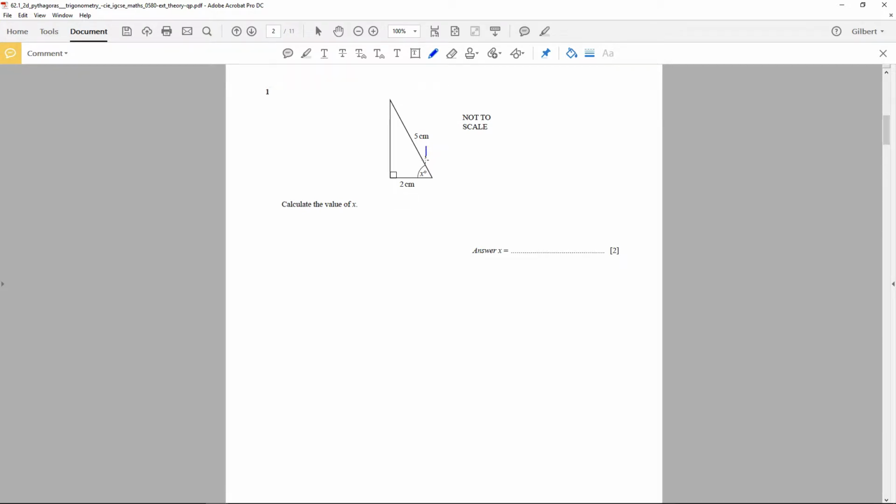So what do we have here? We have the hypotenuse and we have the adjacent. This would be the opposite value. In order to find the value of x, we have to use the formula cos x equals adjacent over hypotenuse. For this case, it will be cos x equals 2 over 5. Okay, now to find the value of x, this equals shift cos 2 over 5.